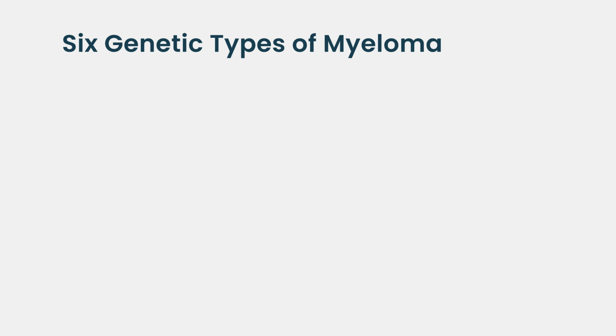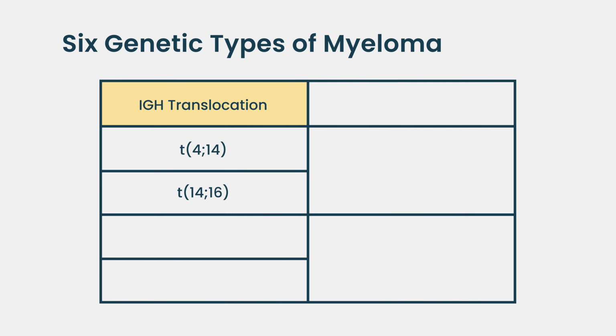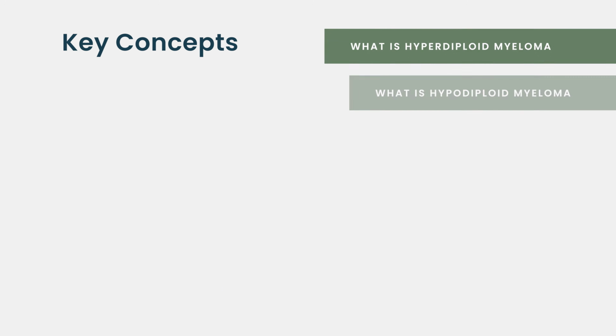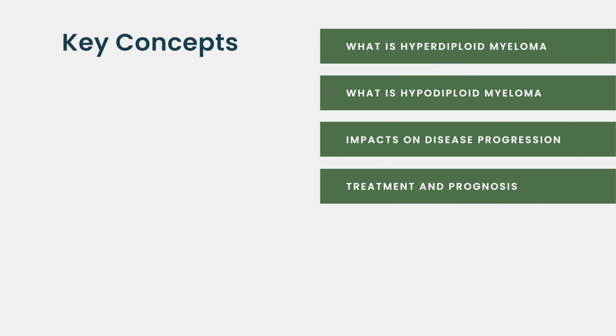In a previous HealthTree University lesson, we explored how multiple myeloma can be classified into 6 distinct genetic subtypes. Now, it's time to take a closer look at one in particular, hyperdiploid myeloma. In this lesson, we'll dive deeper into what sets this subtype apart, how it impacts disease progression, and what it means for treatment and prognosis.